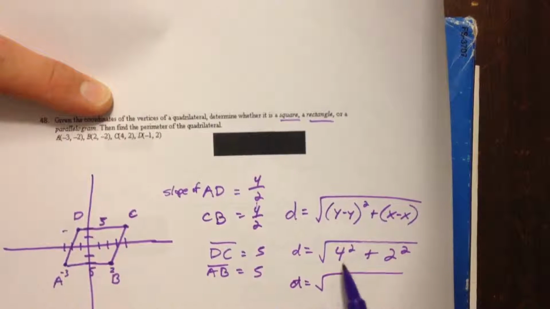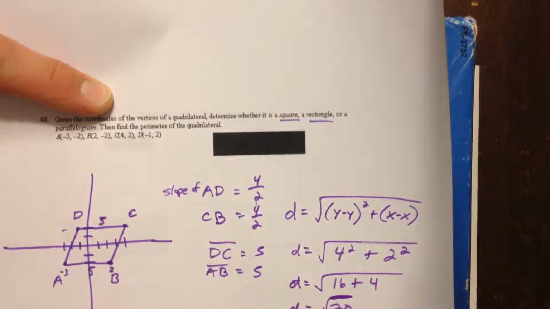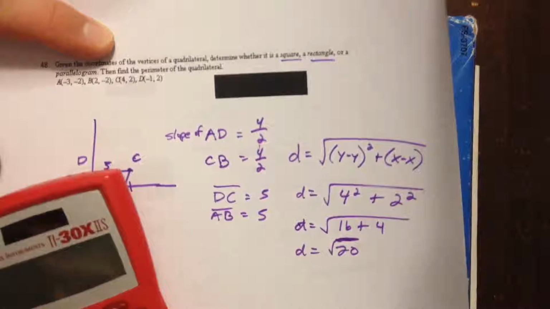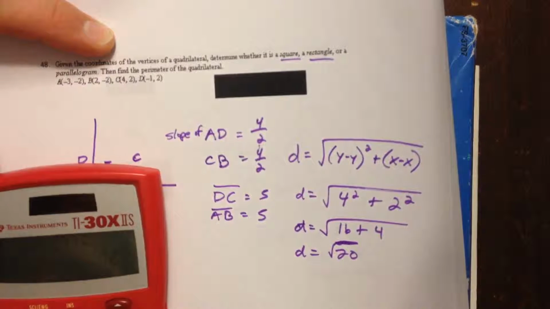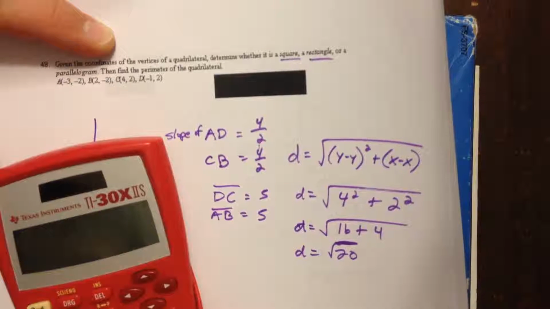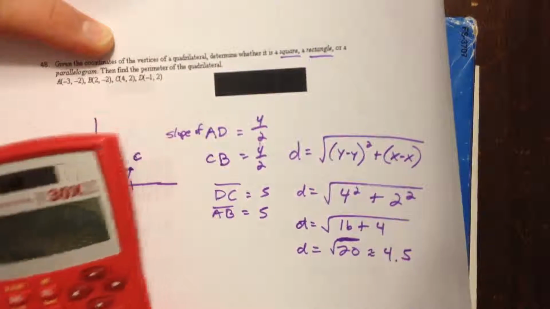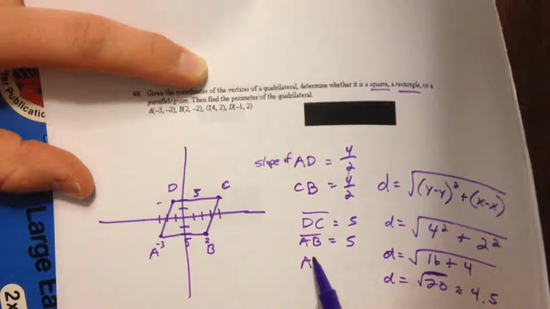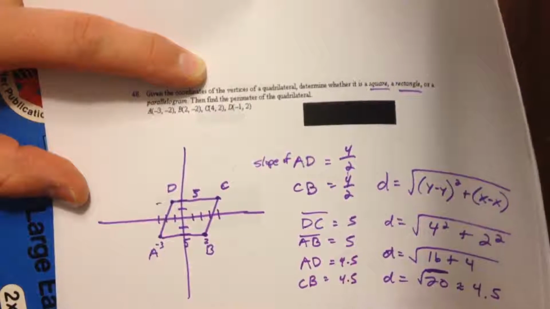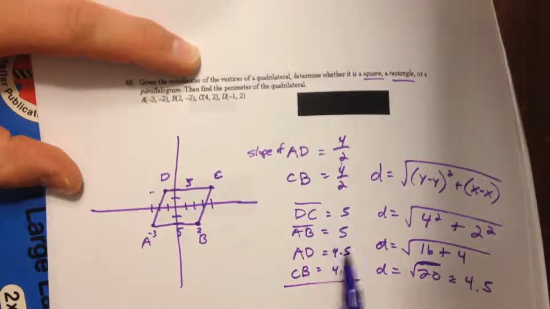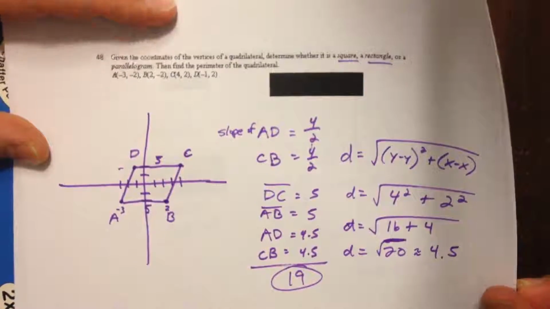The distance of this is 16 plus 4. So it's going to be a multiple choice test. I'm not sure exactly if they're going to give you exact answers or to the nearest tenth, because the square root of 20 is approximately 4.5. So AD and CB are both 4.5. So add those all up. You got 10 and 9, that's 19. So the perimeter of this is approximately 19.